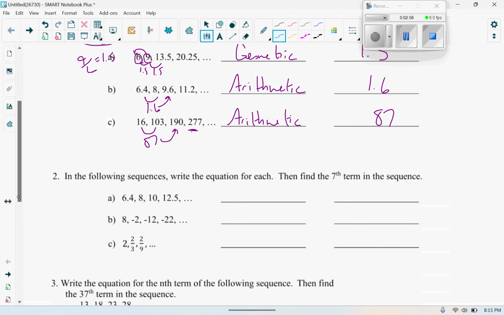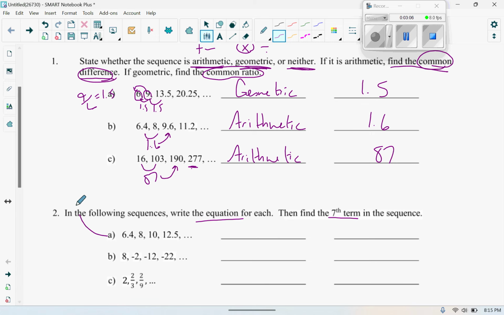Okay, in this next part, we are going to write the equation and then find the 7th term. I look at this one, which is the same as this one, so I'm going to use my reference sheet. My starting point is 6.4, plus n minus 1, and then what was my pattern? I'm adding 1.6. Okay, so this is my equation. Then I'm going to take that 7 and plug it in right there, and plug the whole thing into my calculator. When I did that, I ended up getting 16 as my answer.